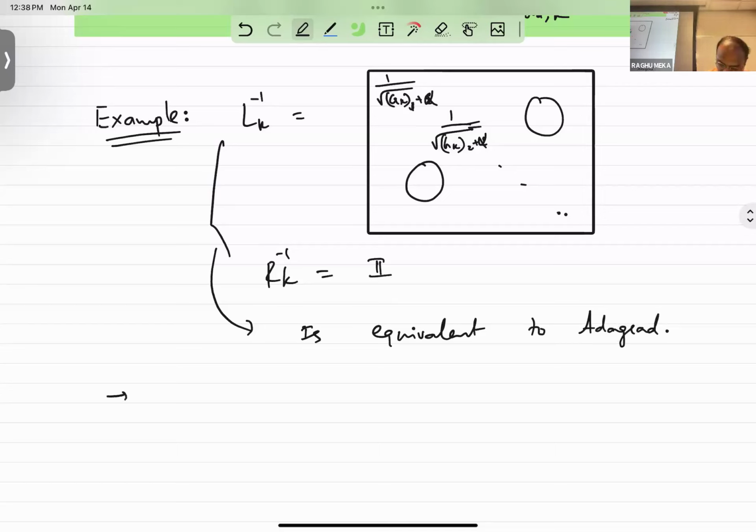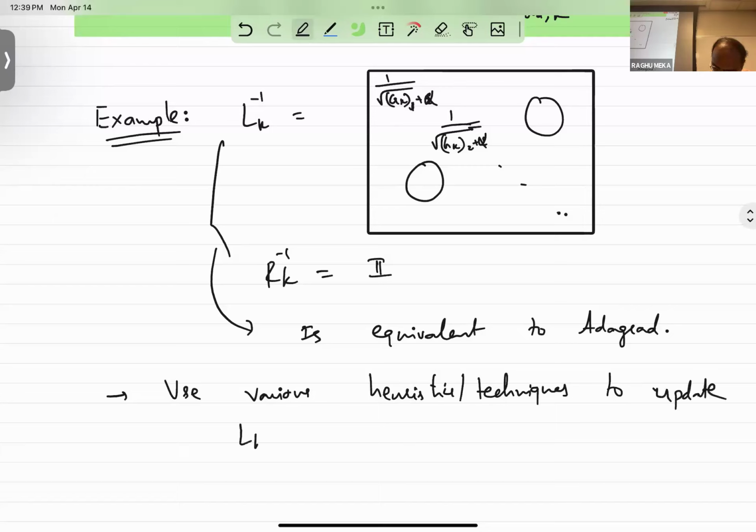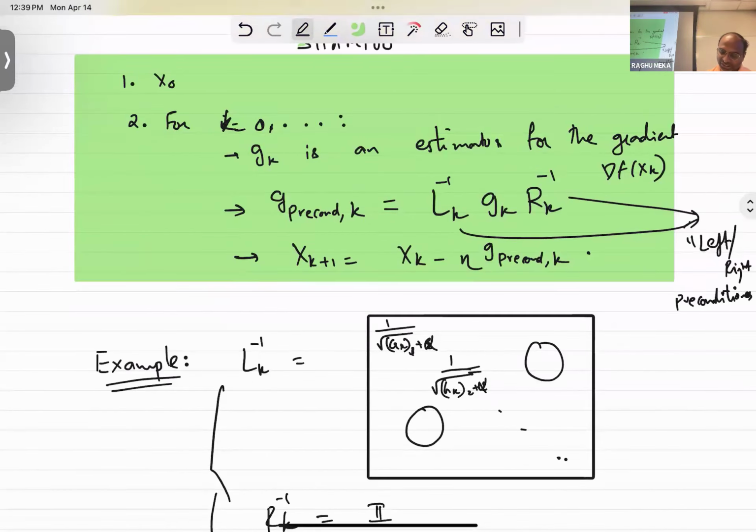Okay, so now use various, you can say, heuristics or techniques to update. All right. And of course, you can also throw in the momentum term for good measure. That would just mean I'm adding some momentum thing here. And the final preconditioned gradient, this would become the momentum. All right. Okay, any questions?